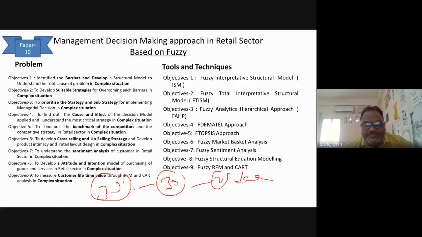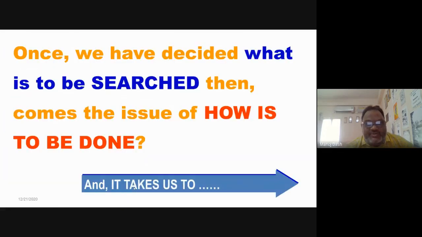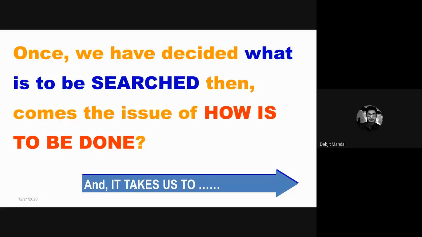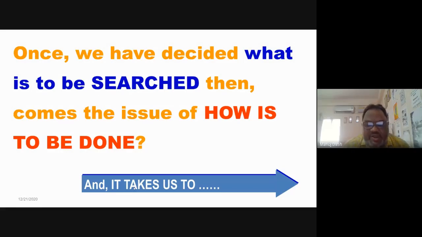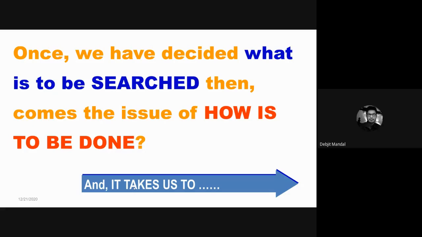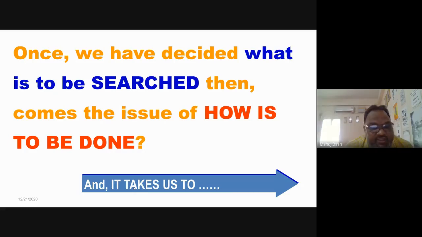Now, once you've decided what is to be researched, then comes how it is to be done. Any question before that? How to start? Can you repeat where I started from? Collection of the research papers. Then what is the next step? Bibliometric. Then citation. Bibliometric, then SLR, then meta-analysis, then citations, then review.